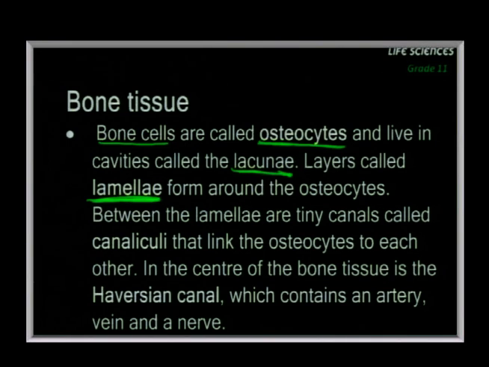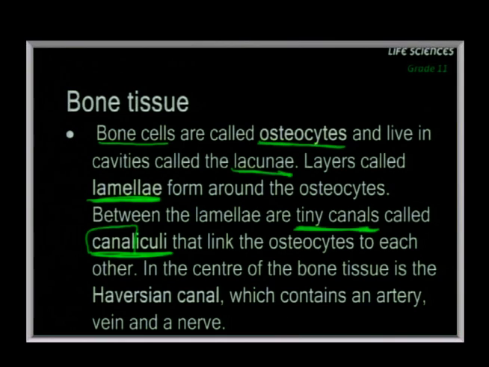Between the lamellae are tiny little canals. They're little canals, so they are called canaliculi. See, there's the word canal in canaliculi. They're baby canals, and they link those osteocytes so they can talk to each other.